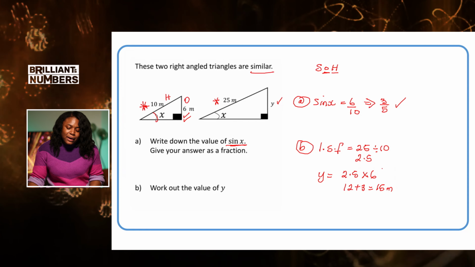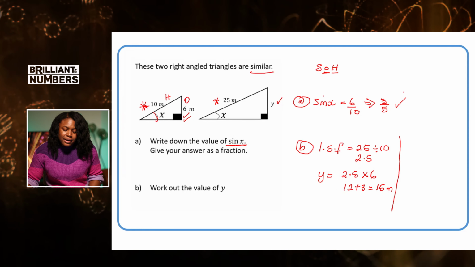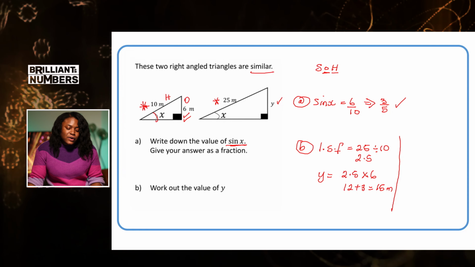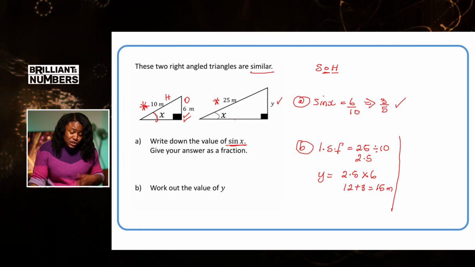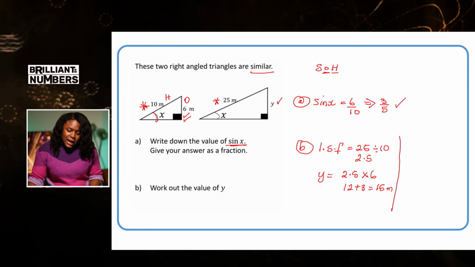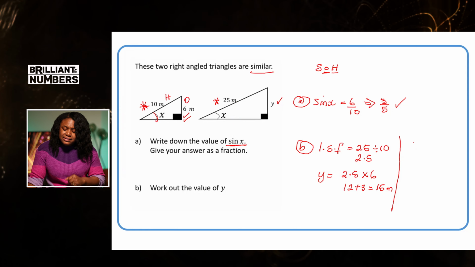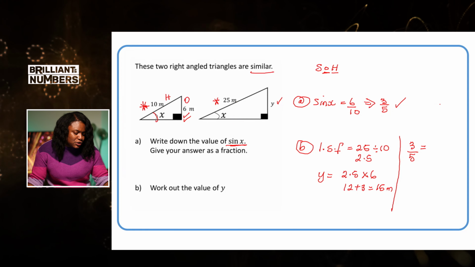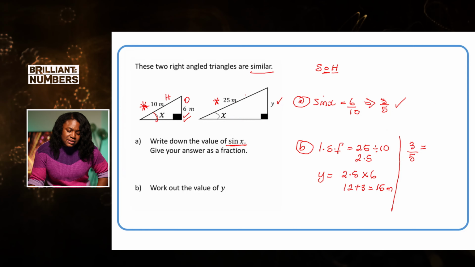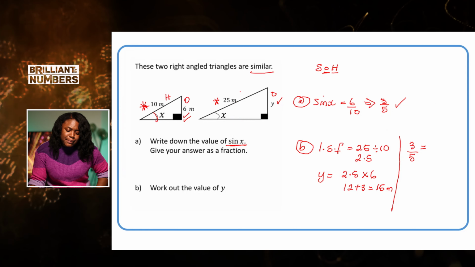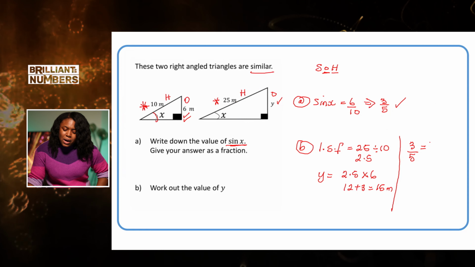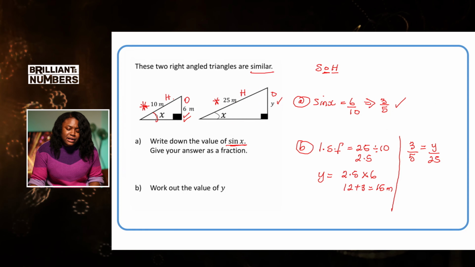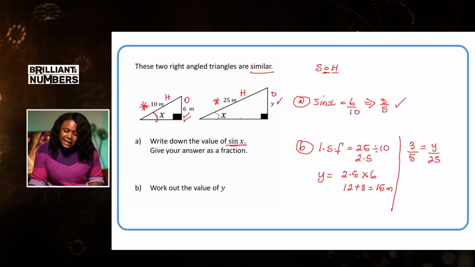Beautiful. Now, I could also have done it another way, because I was asked to find sine x in the beginning. So I could also use that as well. So I know that sine x is 3/5. So 3/5 is equal to y, the matching side, opposite over hypotenuse. So that would be y divided by 25, if I match the sine of the first triangle with the sine of the second triangle.